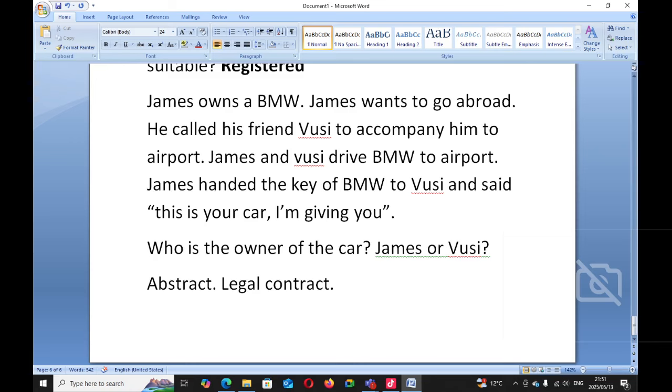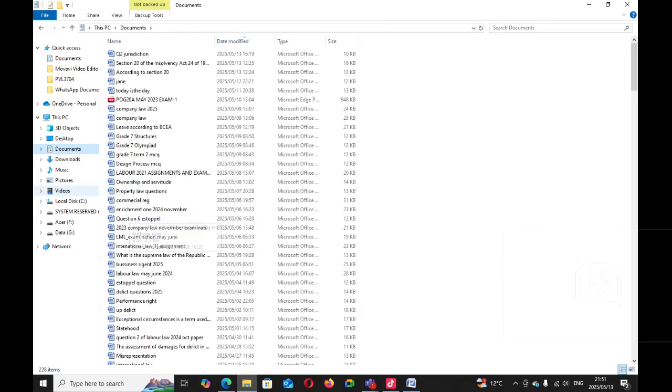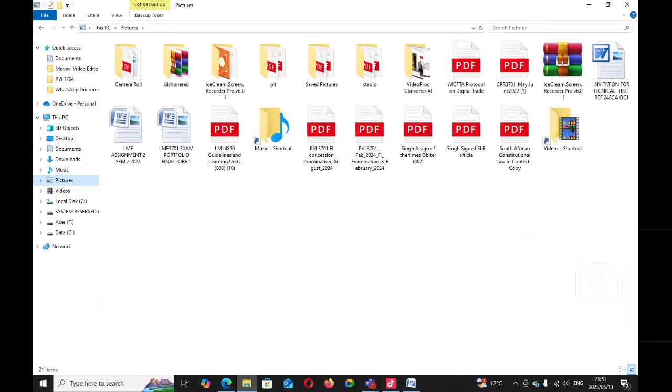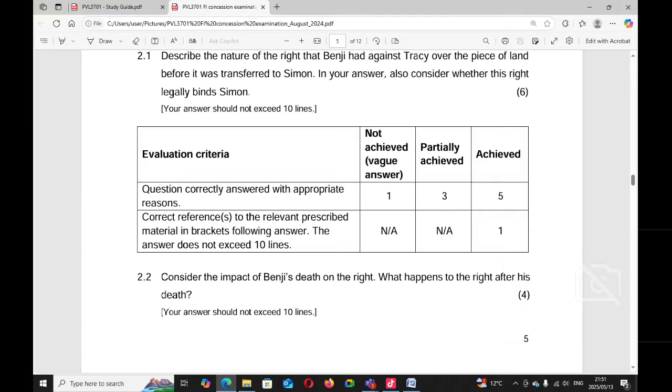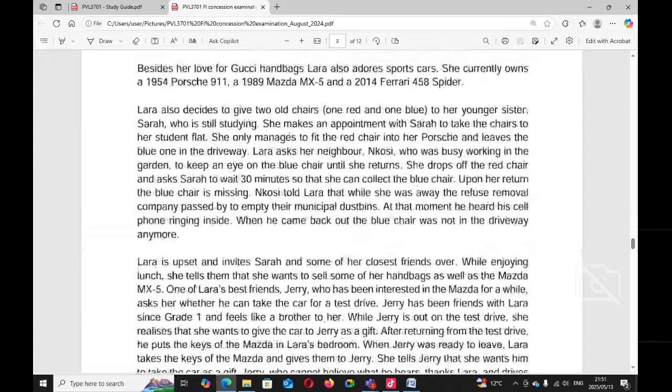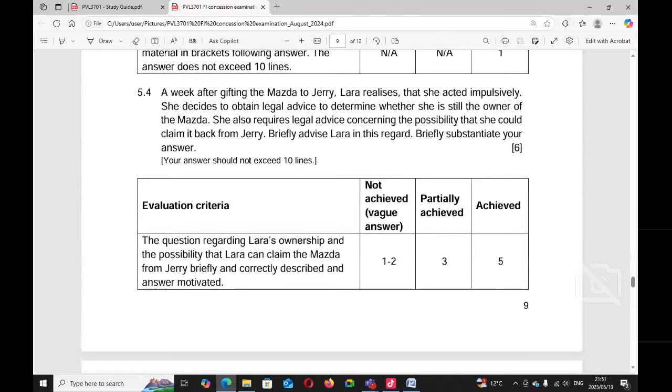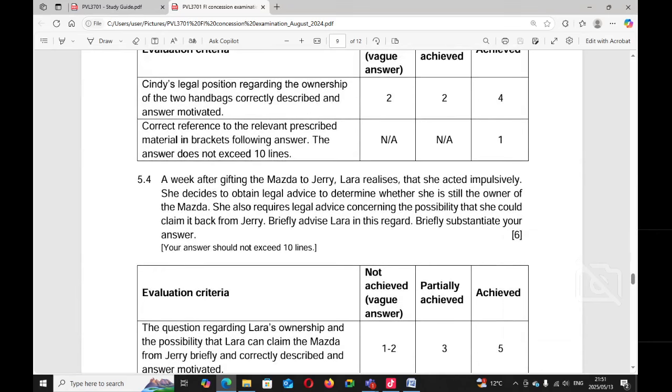But when does symbolic delivery come into the picture? If you are handed the key, remember that case of Lara? Do you remember that case? Yes. We have dealt with that case of Lara in the scenario. In the Lara case, they asked the same thing. Remember what they said? They said that a week after gifting the Mazda to Jerry, Lara realizes that she acted impulsively. She decided to obtain legal advice to determine whether she's still the owner of the Mazda, or she also required legal advice concerning the possibility that she could claim it back from Jerry. Briefly advise Lara in this regard.